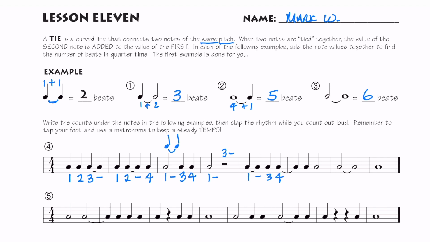Now here's where ties become really important because I can tie across a bar line. So this one is going to be tied. That's going to be my dash on count 1, 2, 3, tie. And then 2 half notes tied together, 1, 2, 3, 4. So I don't write a 3. And then my last measure, 1, 2, 3, 4.